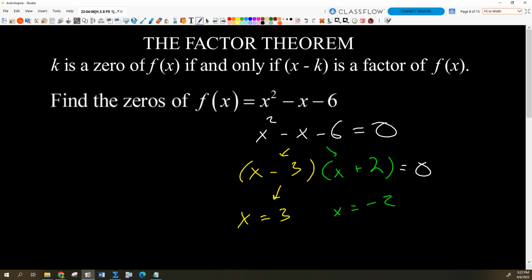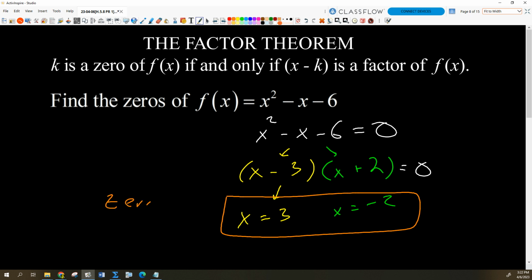And those are together. Aren't those just the zeros of f of x? How about that, right? Isn't that cool how that all goes together?